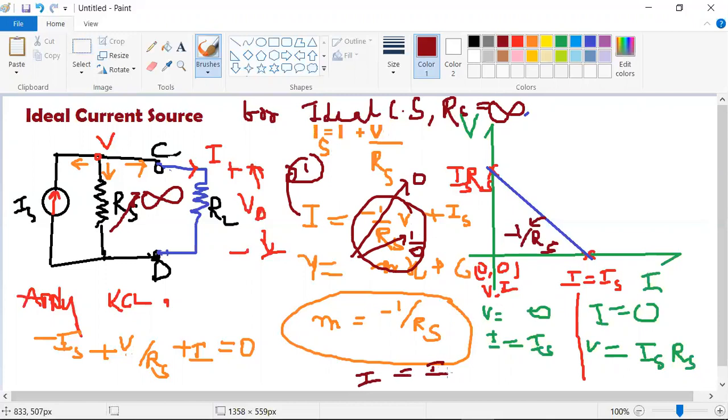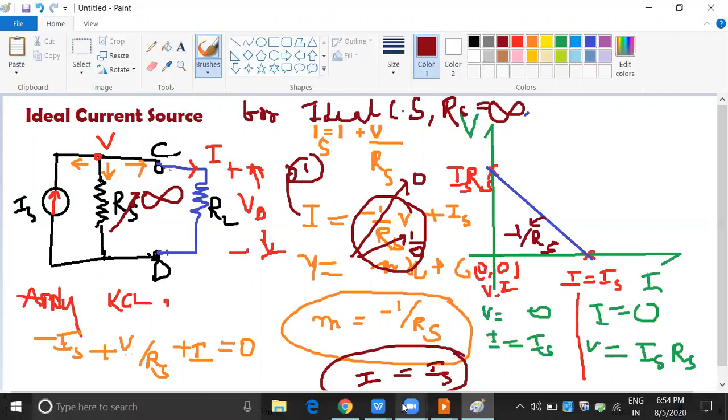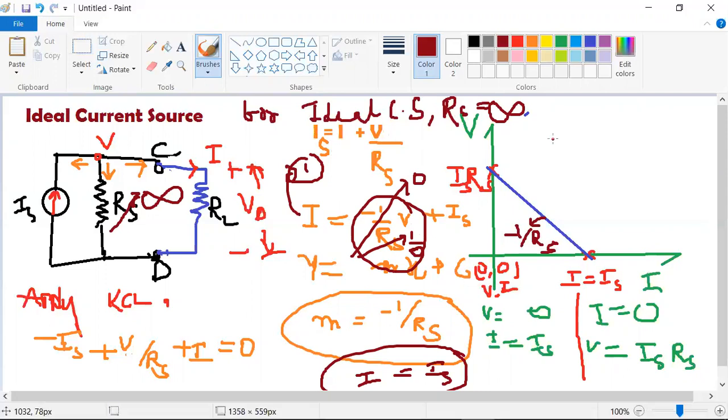Means in the case of a practical source, there is utilization inside the internal side, but here there is none. Whatever input current you are giving, if you are giving 10 amps from your generating station, the 10 amps will come to your load. There is no dropping at all. That is called the ideal case. In this case also, same. When Rs is equal to infinity, means the internal resistance of the circuit is infinite, then the circuit is called an ideal current source.